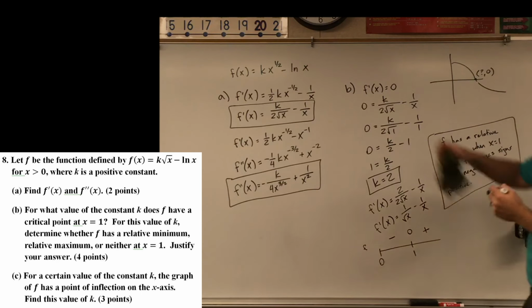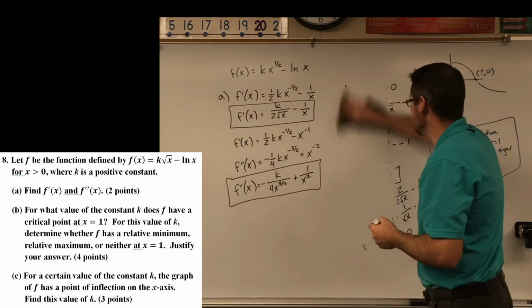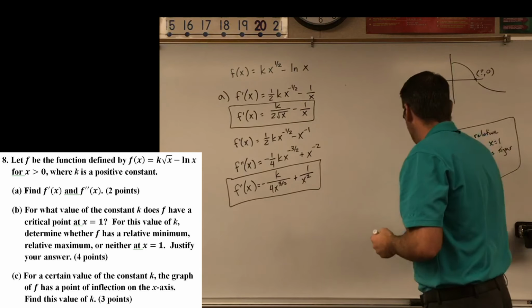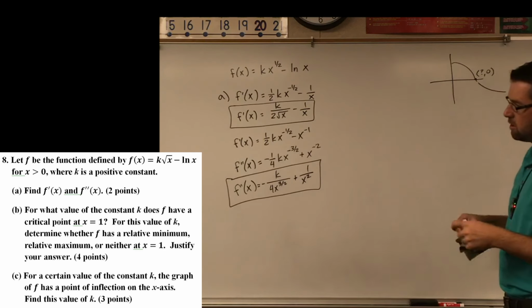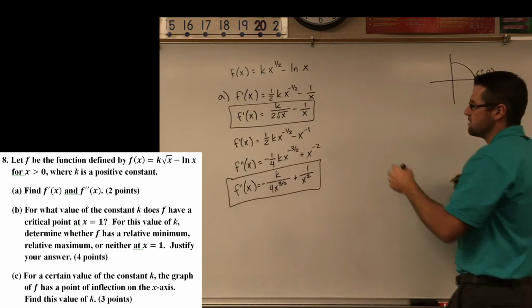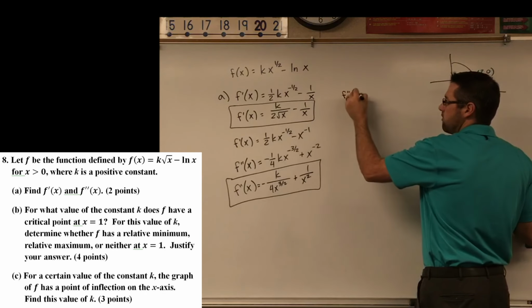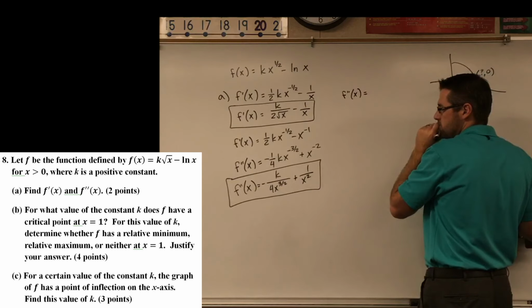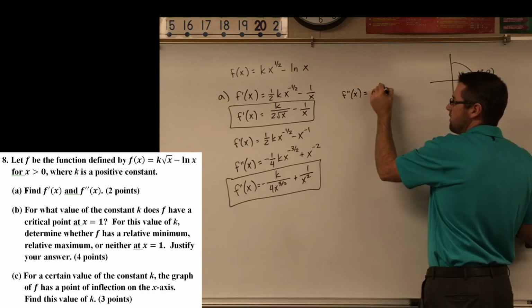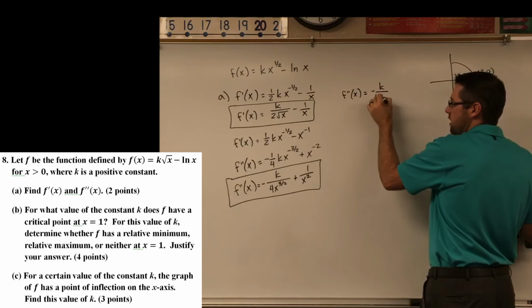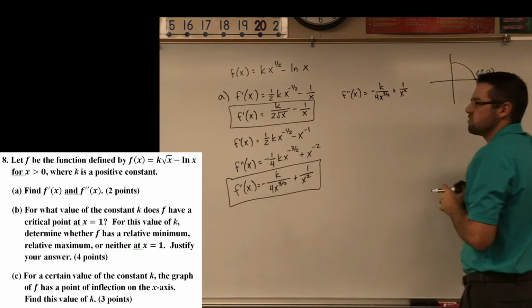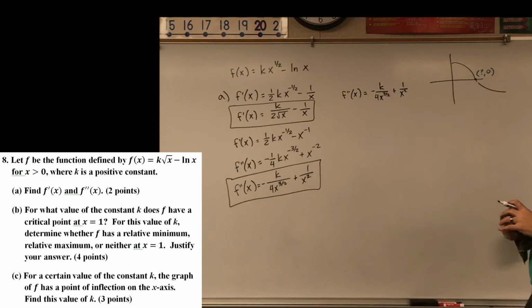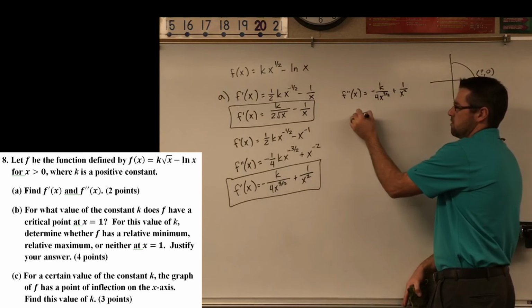Keep that in mind. So let's get rid of B. We still need part A because we're dealing with f double prime. So we're looking for when the point of inflection is on the x-axis. So let me rewrite f double prime: negative k over 4x to the 3/2 plus 1 over x squared. So what's the first thing that must happen? Set it equal to 0, okay.